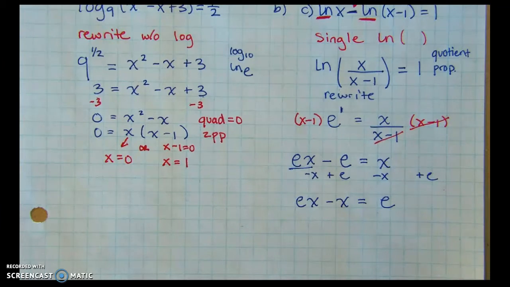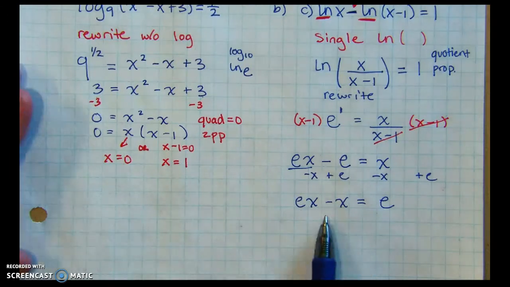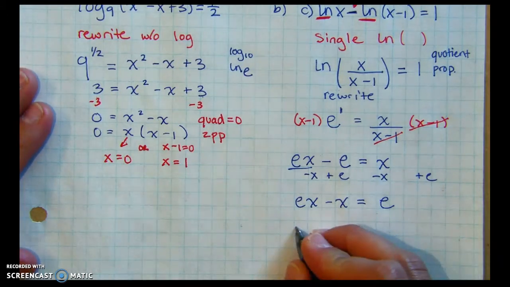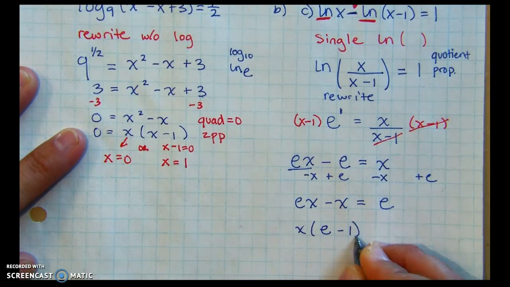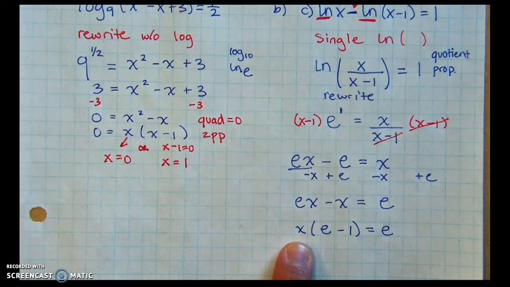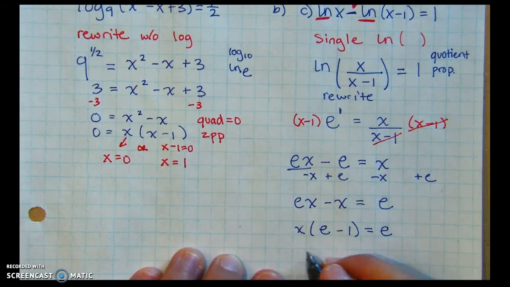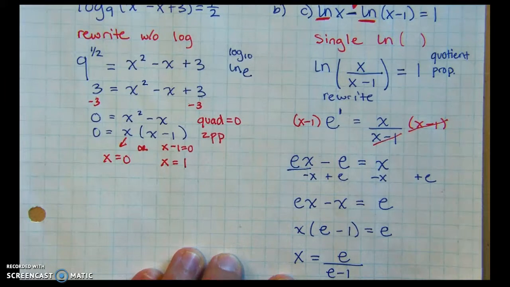Is e by itself yet? No. What do we do with these x's? Do you see an x in both terms? Okay, so say factor. Factor. Here's what we're going to do. We're going to factor this x out, and we have e minus 1. The goal is to get x by itself. So one more step. What are we going to do to get x by itself? Divide by e minus 1. E over e minus 1.